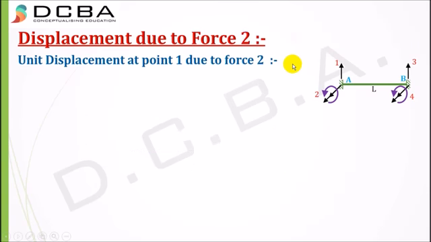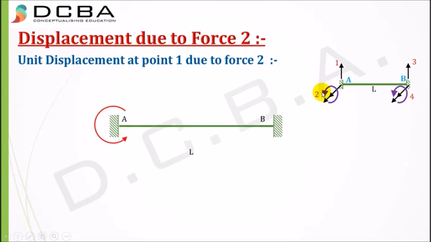Now let us move to the second force, displacement due to force 2, and we again give a unit displacement at point 1 due to force 2. What is our force 2? Our force 2 is a moment in anti-clockwise direction. So we give a unit displacement, meaning a unit rotation now, and it has been rotated by theta a equal to 1. And what are the reactions formed due to this unit rotation? The moment required to form a unit rotation is 4 EI by L.